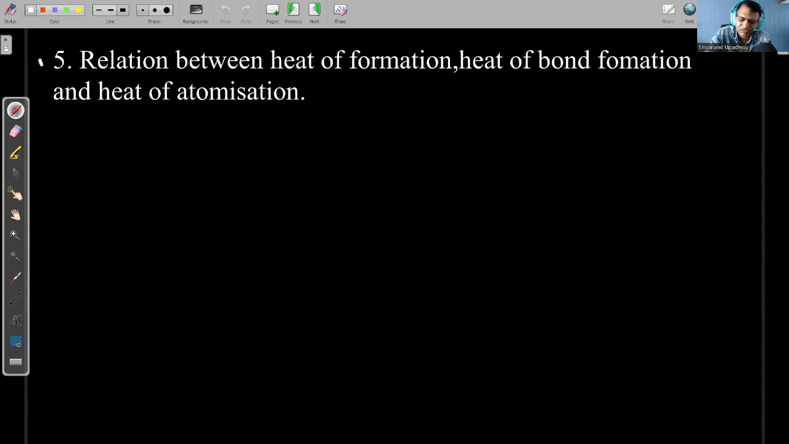This relation is fixed. There are many questions based on this relation. By reading the question, you should realize that they are asking this relation. जैसे अभी मैं एक रिलेशन लिख रहा हूँ, हीट ऑफ फॉर्मेशन, हीट ऑफ बॉन्ड फॉर्मेशन, हीट ऑफ एटमाइजेशन में जो तीनों डेफिनेशन हमने पढ़ी है उसका एप्लीकेशन है.